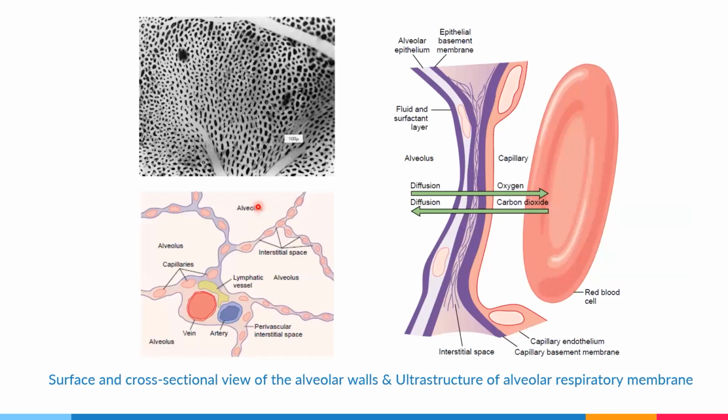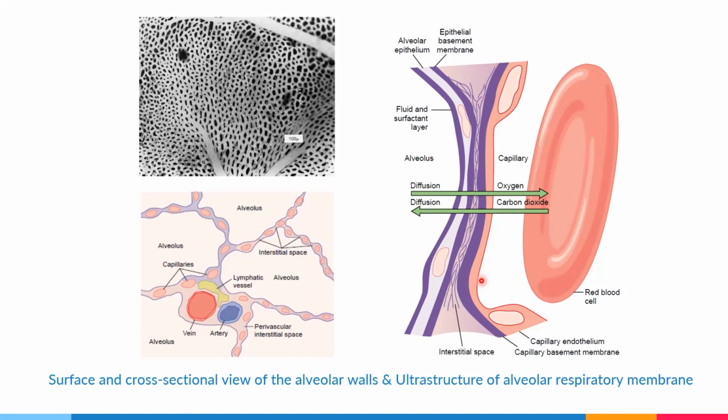Next, we look into the surface and cross-sectional view of the alveolar walls. So this is a surface view of the alveolar walls, and you can see so many pores are present along the alveolus. And this is a cross-sectional representation where we can see the alveolus present here, which is divided from one another via the capillaries, and the interstitial spaces, the lymphatic vessels are also shown. And these are the major veins and the arteries that are passing through the region, which are connected to the alveolus via the various capillaries.